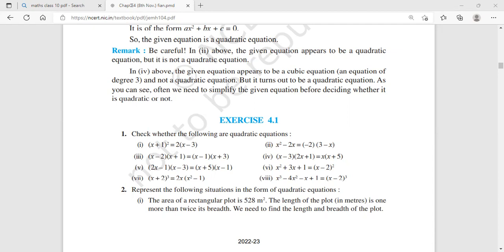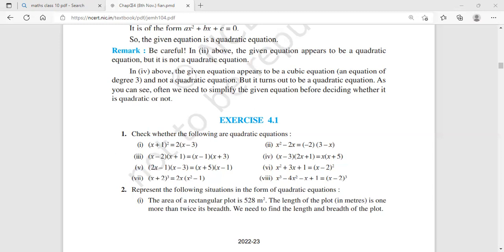2 into x, 2x minus 2 3s are 6. Okay. So x square plus 1 square is 1. 2 into x into 1 is 2x. Again equals 2x minus 6. Now if you observe in the left hand side and the right hand side, both the sides you got 2x. So let me cancel it. So what is it that you are left with? x square plus 1 equal to minus 6.